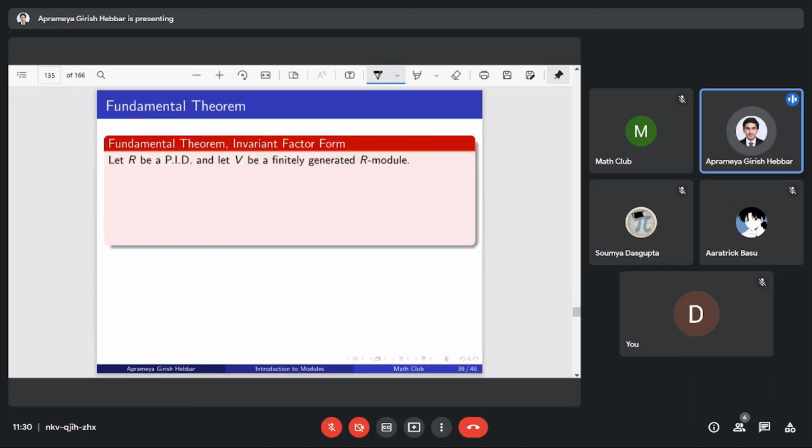Before that, I would like to state the theorem. There are many forms of the fundamental theorem, and we are going to see some forms. The form that we are going to see now is the invariant factor form. Again, we want to take a well-behaved ring. So let R be a PID, a principal ideal domain. Now let V be a finitely generated module. This is what we want to study.